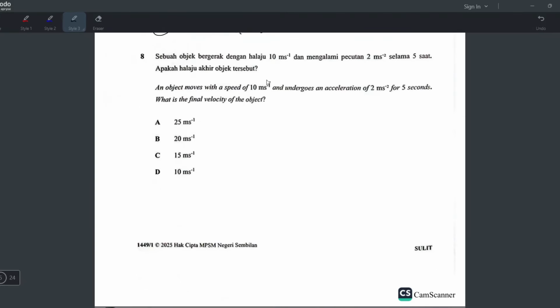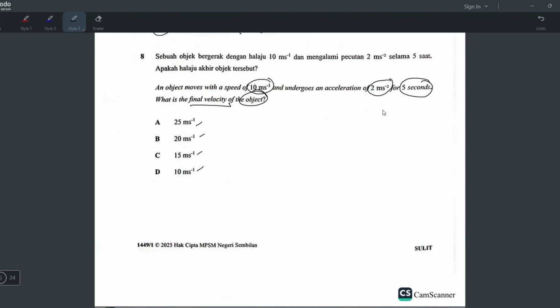Okay, number 8. An object moves with the speed of 10 meter per second and undergoes acceleration of 2 ms minus 2 for 5 seconds. What is the final velocity of the object? Final velocity. So they want the final speed. So yeah, makes sense. All the unit is in meter per second because that's the unit for speed. Okay, the speed is 10 ms minus 1. Undergoes acceleration for this.